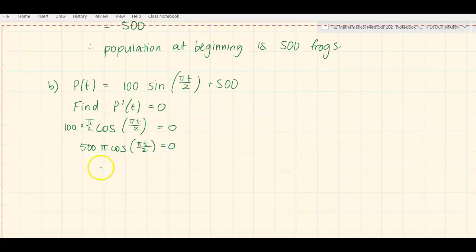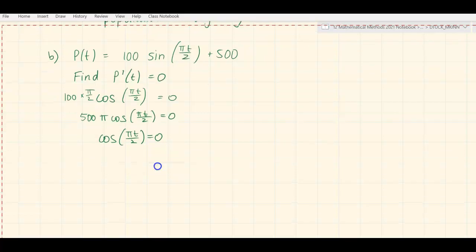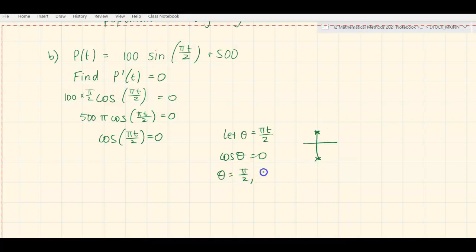You can think of using a dummy variable here. So if we let theta equal pi t on 2, we can solve cosine theta equals 0. When does cosine, that's the x coordinate, sorry, equal 0? It's going to be when theta equals pi on 2 or 3 pi on 2, and you go on up in pi increments.